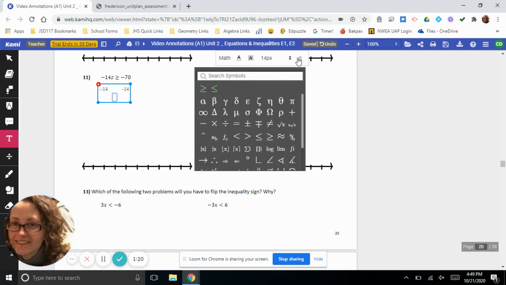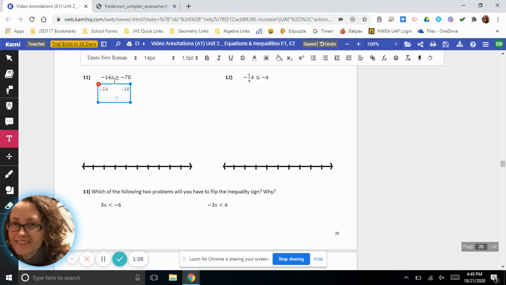the inequality so I don't forget. So what had been greater than or equal to is now less than or equal to. And then negative 14 divided by negative 14 just leaves me with z on the left. And negative 70 divided by negative 14 is a 5.